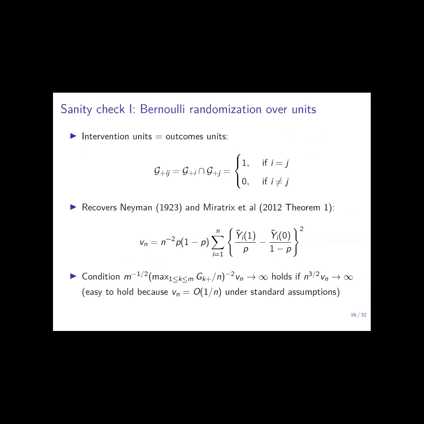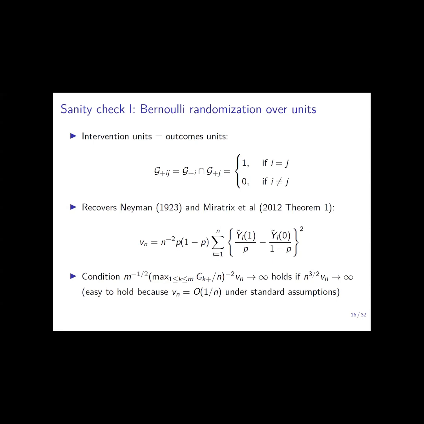If we go back to the classic setting, we can check the condition is actually standard. In the classic setting, there's no bipartite graph, or it's a degenerate bipartite graph. Intervention units are the same as outcome units. Then this G is simple, just 1 or 0. The formula reduces to the classic formula you might have seen before, and the condition reduces to this condition.